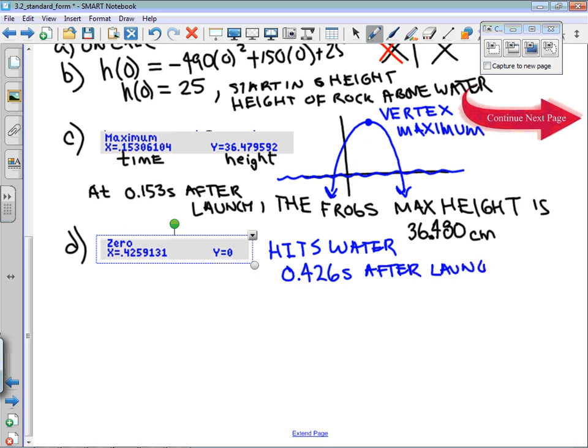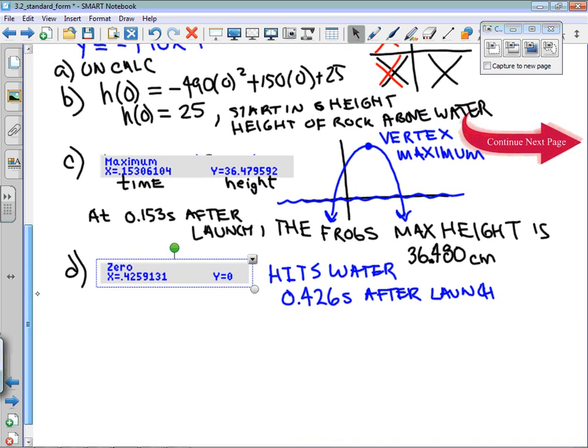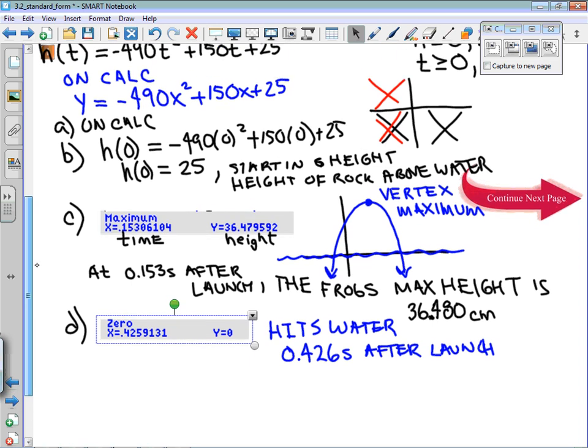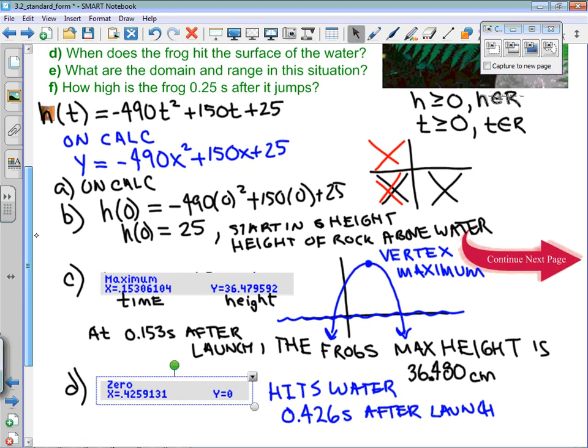But it is a really important skill to cultivate, to be able to look at a graph and find the x-intercept using our calculator. Oh, there's a couple more. What are the domain and range? And then how high is the frog 0.25 seconds after it jumps? Let's do domain and range first because they're not too bad.